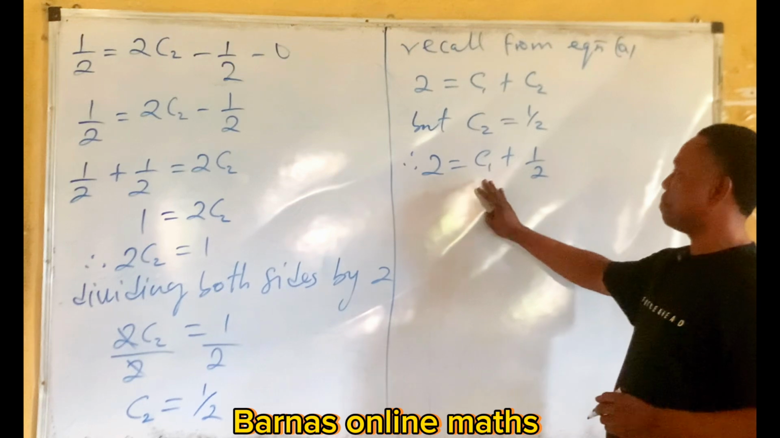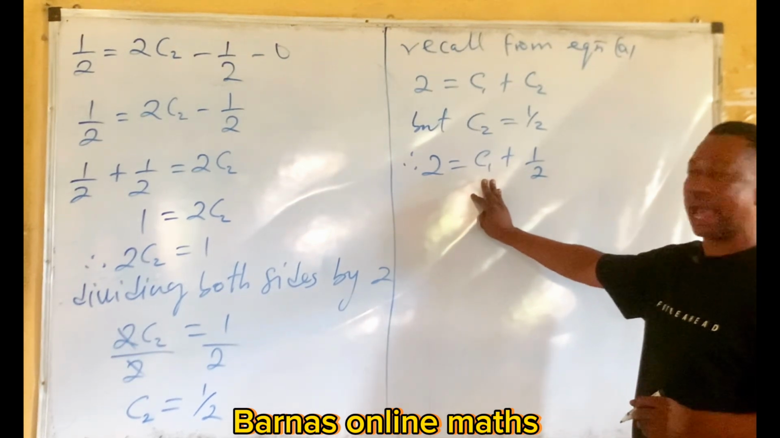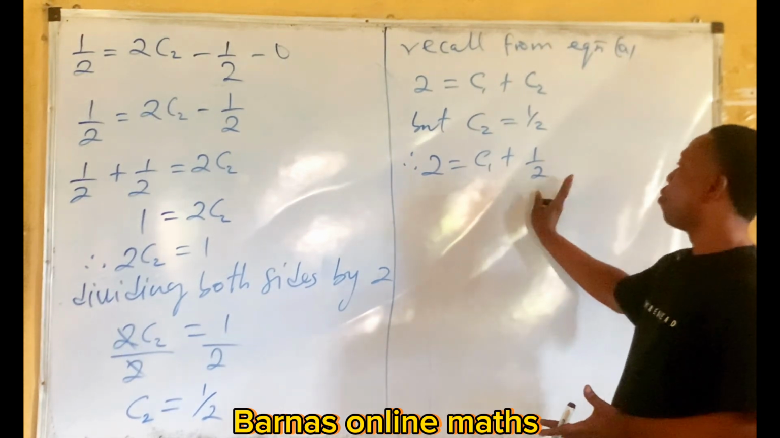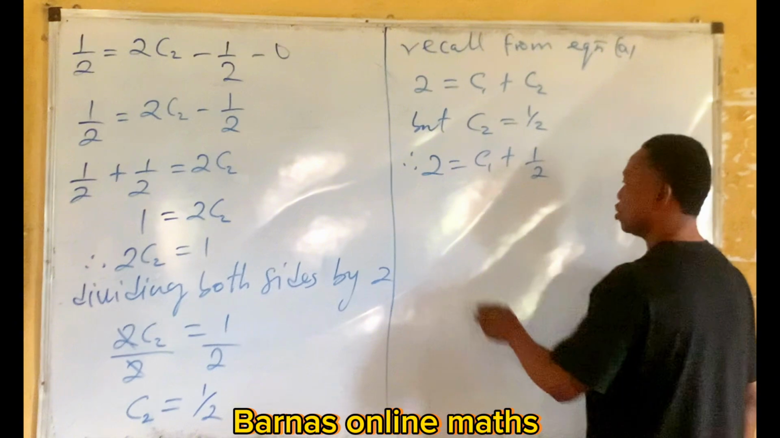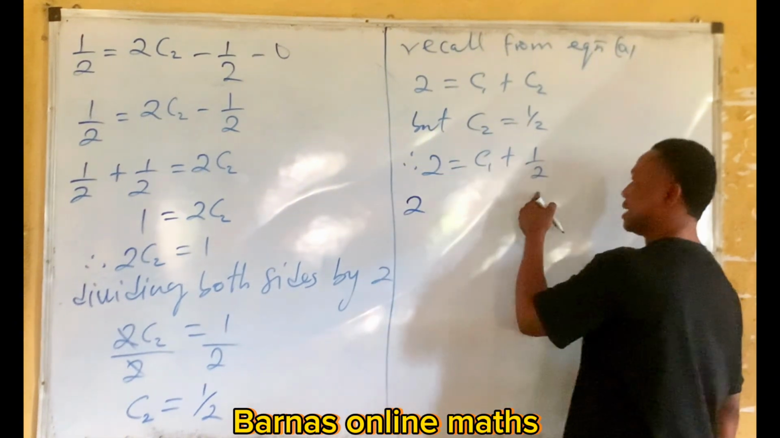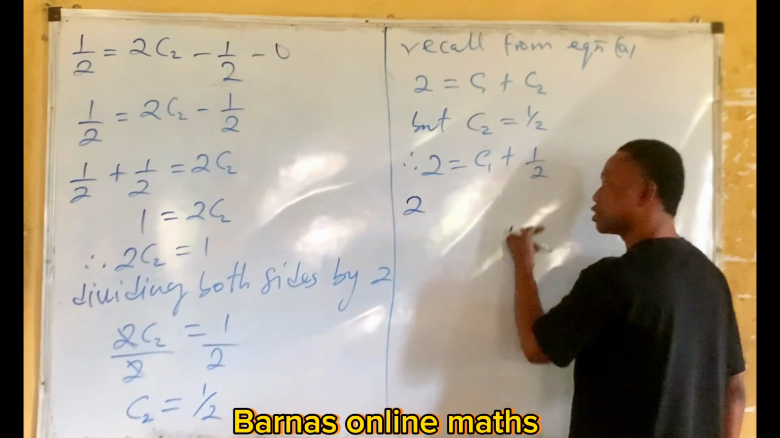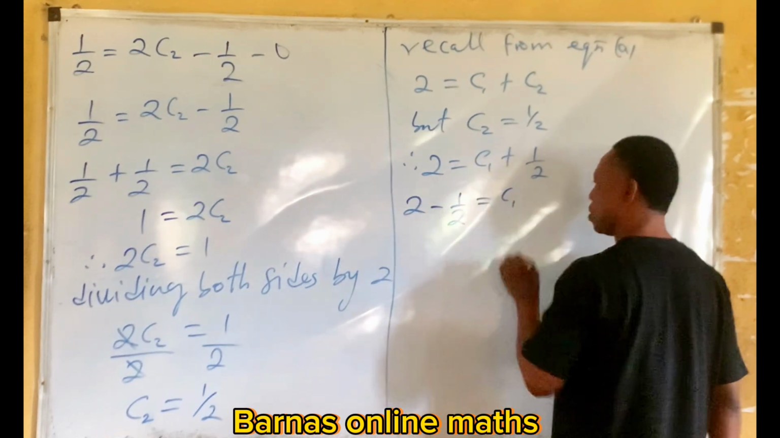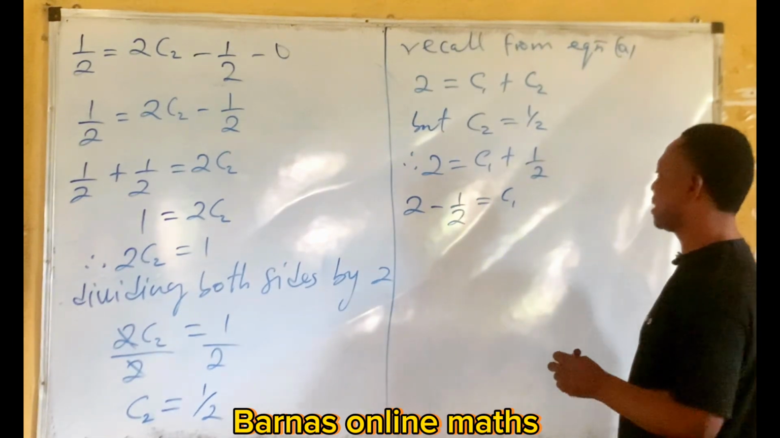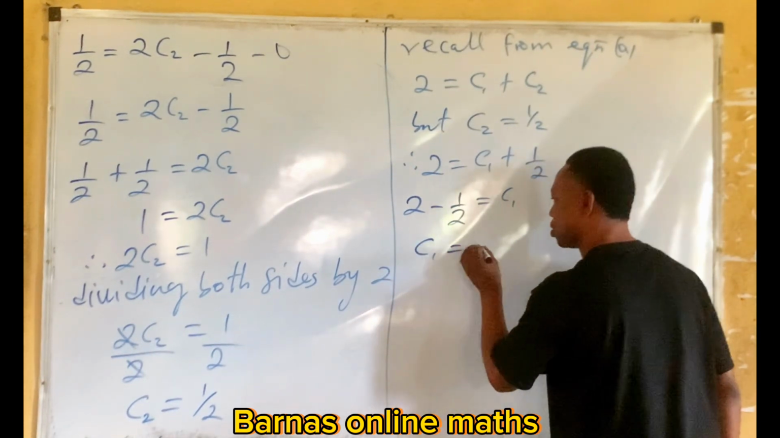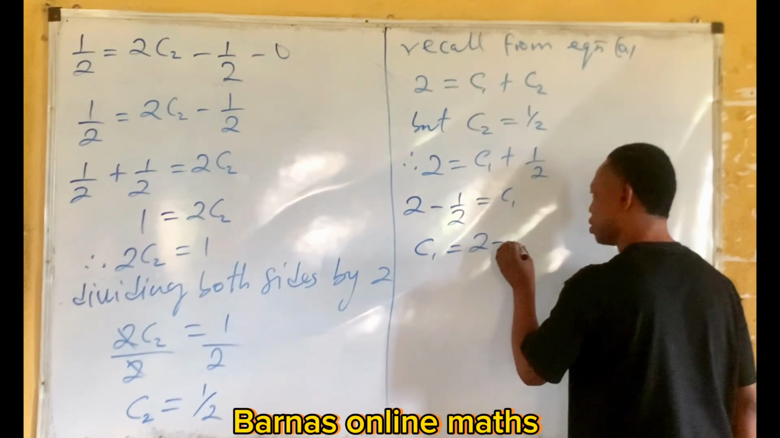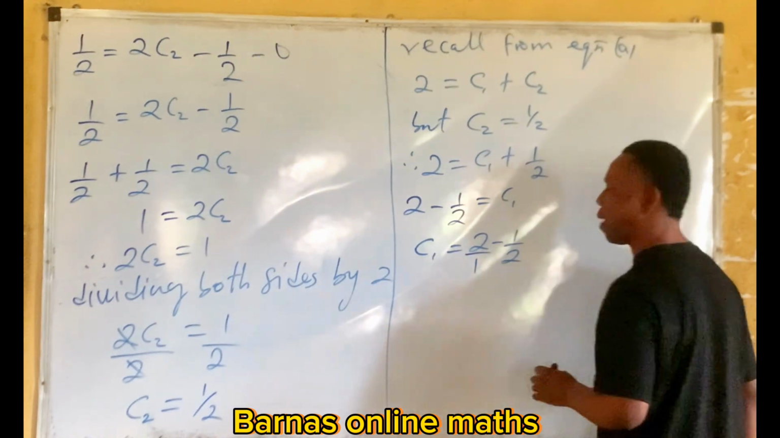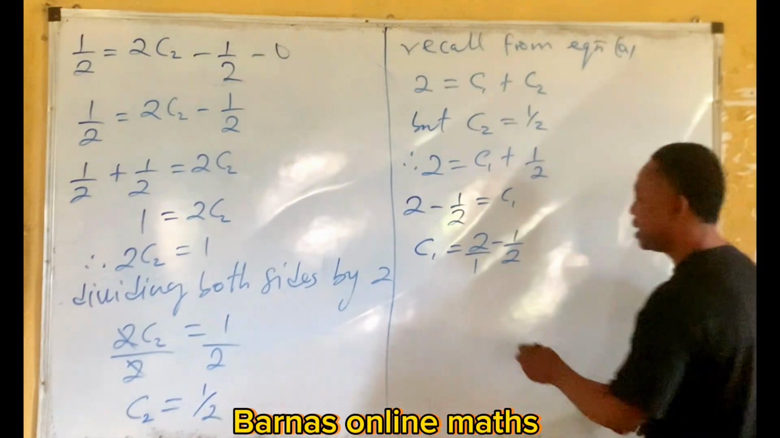Since our target is to make C1 the subject of the formula, we are going to, of course, any term that does not contain C2, we will move to the other side of the equality sign. So we already have 2, then this is plus half. Crossing over becomes minus half, which is equals to what? C1. As a matter of fact, our C1 is equals to 2 minus 1 over 2. And of course, if we divide these 2 by 1, it is still 2.